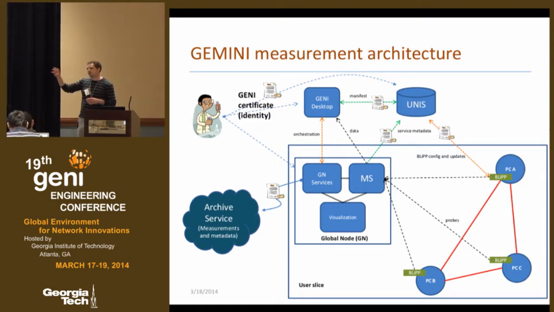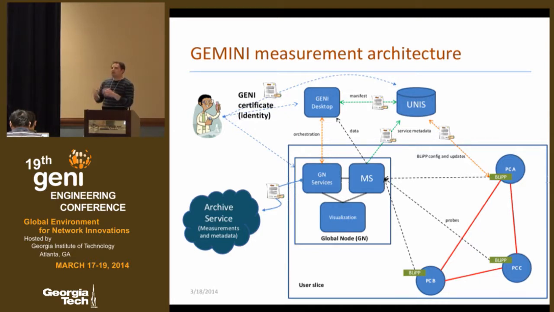So remember, you have this dedicated node that gets brought up automatically when you instrumentize with Gemini. And on that global node, there are a number of services that provide visualization, for charting, as well as measurement collection and orchestration for the measurements that happen in your slice. And of course, the global node interacts with the Genie desktop, as was just shown.